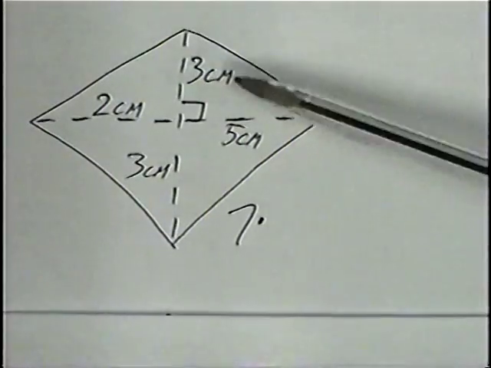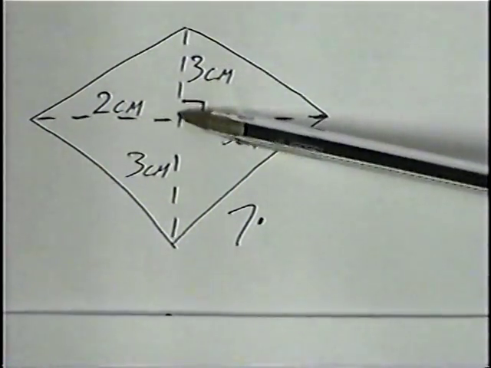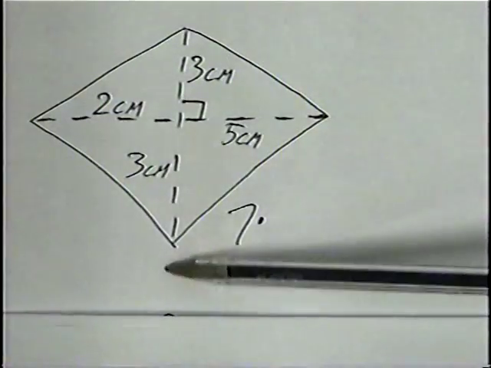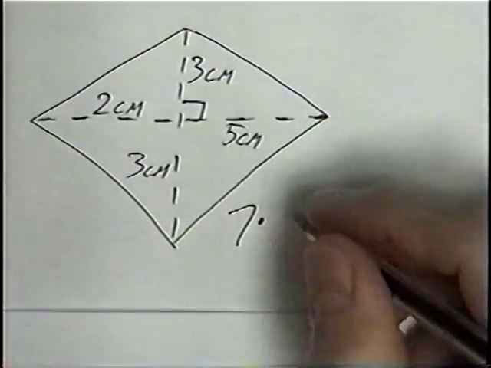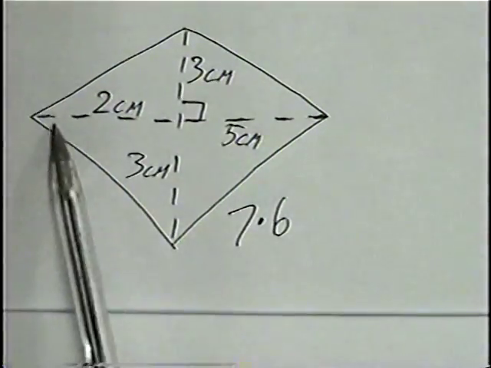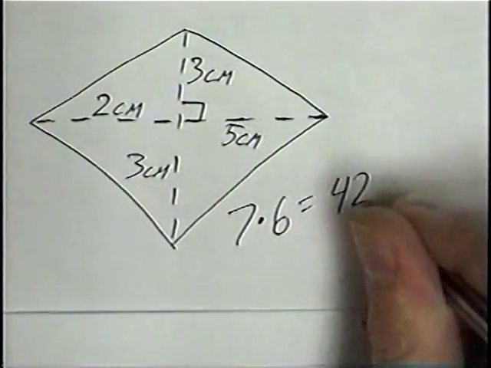Multiplying by the opposite diagonal, in this case how tall the shape is. The first part of the diagonal is 3, the second part is also 3, so the total distance would be 6. Multiplying 7 times 6 would give us 42.